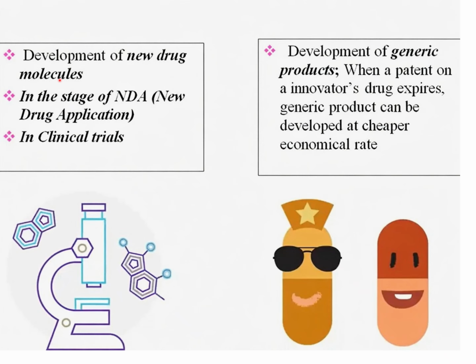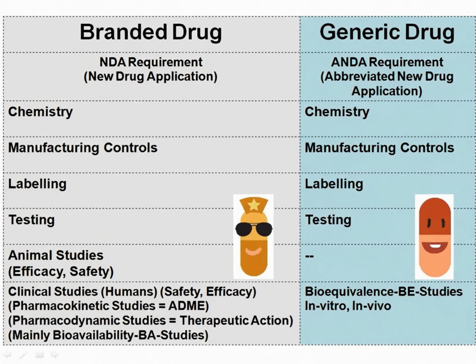So development of a new drug molecule is at the stage of new drug application in clinical trials. Here is the development of generic products. When a patent on an innovator's drug expires, the generic product can be developed at a cheaper economic rate. So this is the difference between brand and generic drug. There are other differences, like branded drugs are intended for new drug application, but generic drugs are for abbreviated new drug application. So why abbreviated?